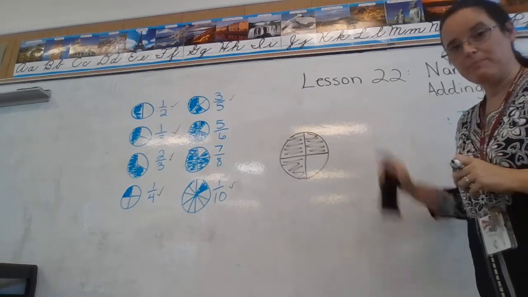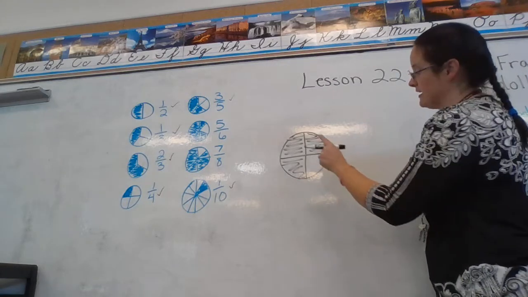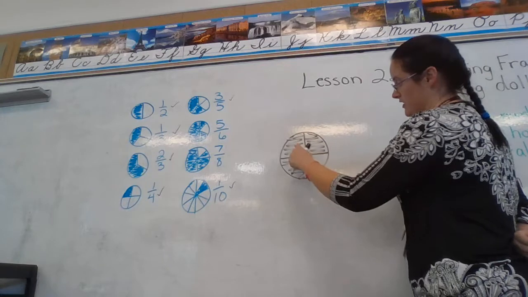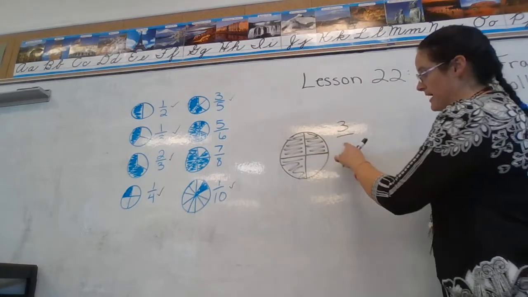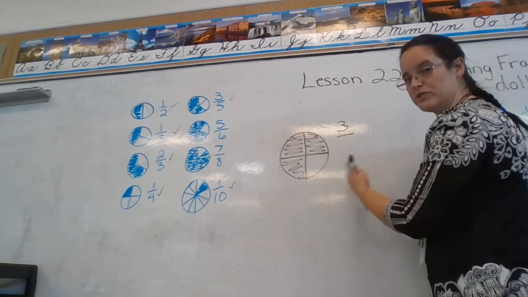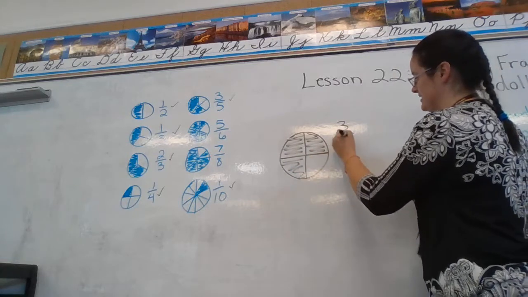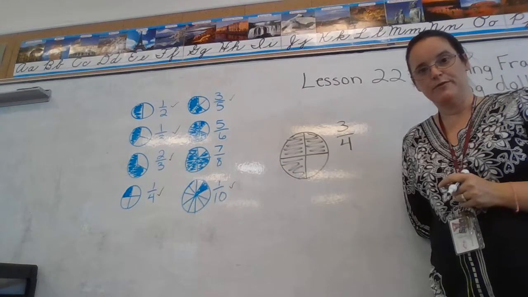Well, remember my top number, my numerator, is what pieces are we talking about? In this case, the shaded pieces. So there's 1, 2, 3 shaded pieces. My denominator is how many pieces make the whole circle. So we have 1, 2, 3, 4 pieces. So 3/4 of this circle is shaded.